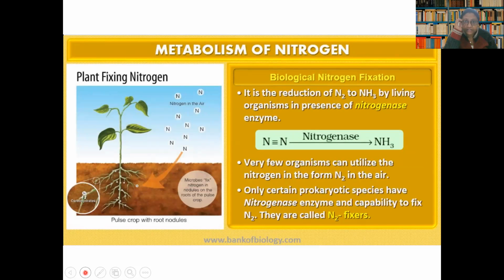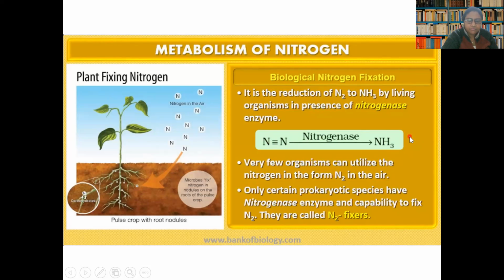So in biological nitrogen fixation, the key role is played by an enzyme which is known as nitrogenase. The important role played by nitrogenase is conversion of this gaseous nitrogen into ammonia. So you know nitrogen has a valency of 3. So this triple bond between 2 nitrogen atoms is broken and 3 hydrogen atoms are added. So it's a reduction method by which nitrogenase is converting N2 into NH3.